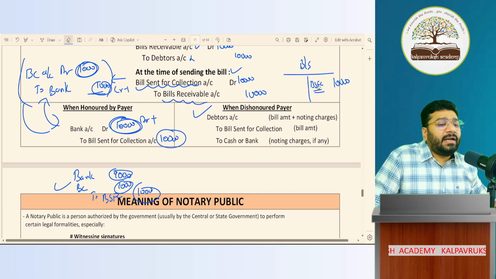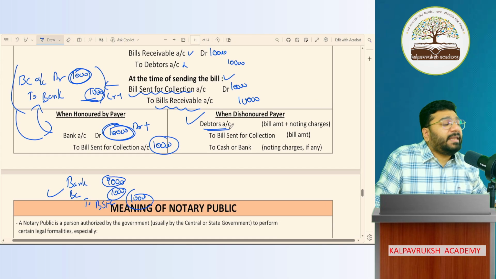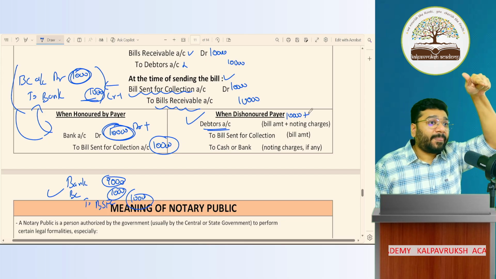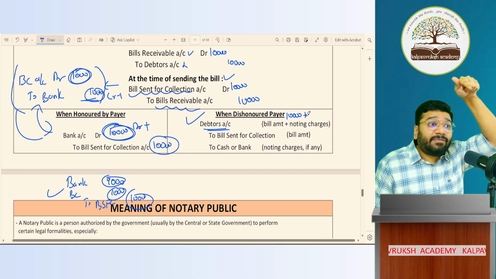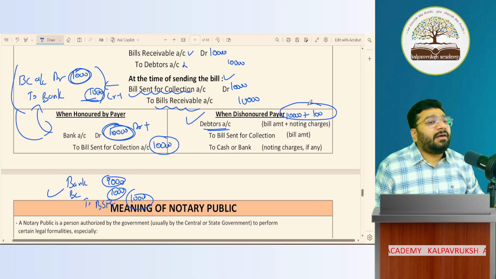Upon dishonorment, what entry will come? Debtor has to be recreated. How much is debtor worth? 10,000 rupees. Now, noting charges, notary public, who took and went? Bank. But on whose request? Our request. So who has to pay the noting charges? We have to pay the noting charges. We'll recover this money from whom? Customer. So from customer in total, how much should I recover?